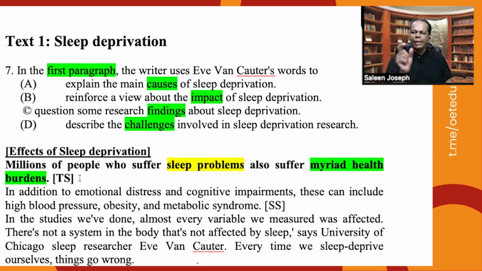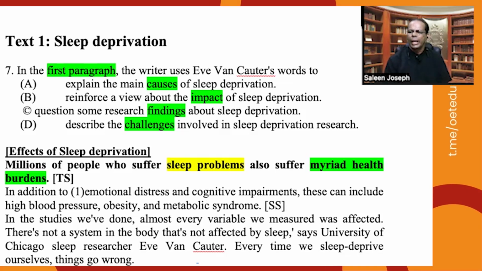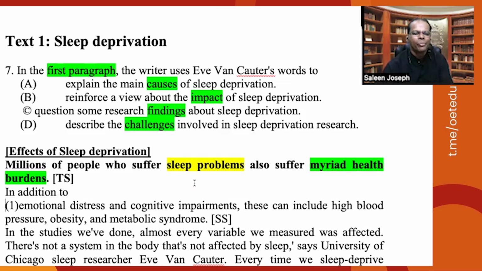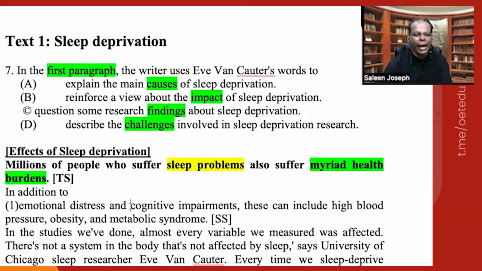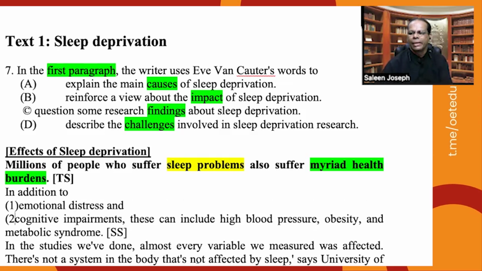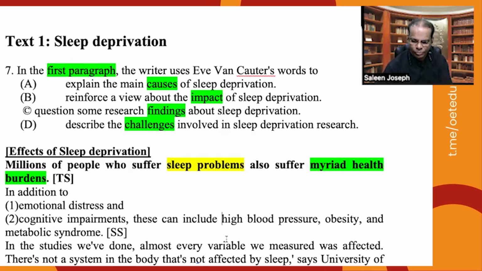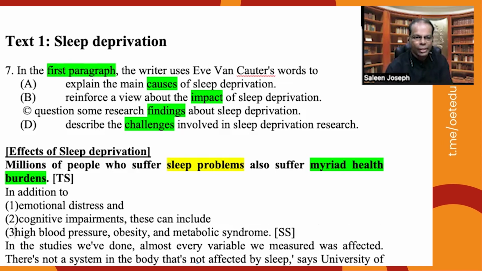So, emotional distress. Now, there are so many health issues. Immediately the question is, what are the health issues you will have if you don't sleep properly? Number one, what is it? Emotional distress. Okay, we are speaking about various health issues, which is the controlling idea of the topic sentence. Second one? Cognitive impairment. Then? High blood pressure. Third one? Obesity.